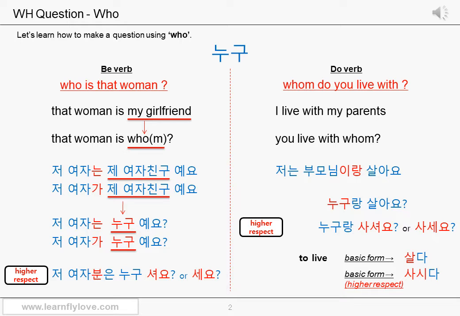We use 셔요 or 세요 in this sentence because the former block 구 of 누구 doesn't have a final consonant. So 저 여자분은 누구셔요? Or 세요? 저 여자분은 누구셔요? Or 저 여자분은 누구세요? As we told you, 세요 is used more commonly in a real-life conversation, but 셔요 is also important, so please remember both of them if it's possible.